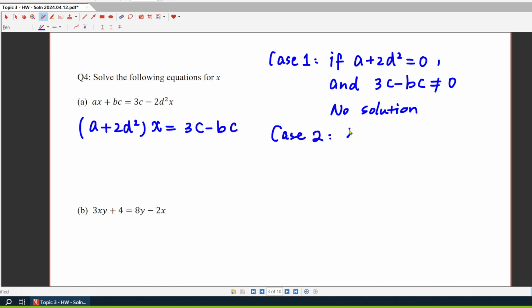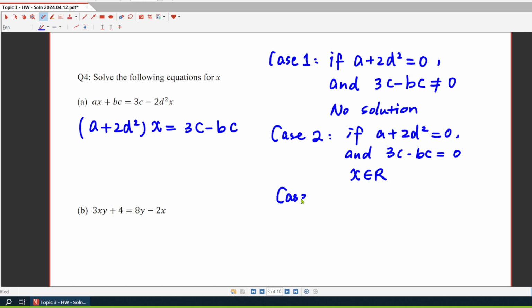Case number 2, if a plus 2d squared equals 0, and at the same time the right side is also 0. Then we know as long as x is a real number, the left side is 0, the right side is 0, so the solution is any real number, right? X can be any real number, so x belongs to the real number set. This is a solution. You get it?